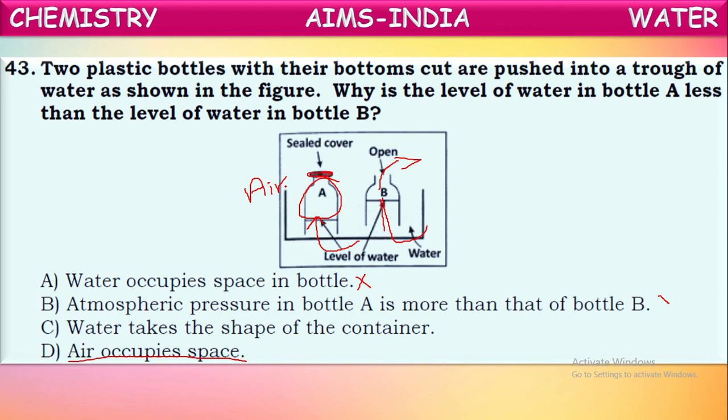Okay. So from this experiment we can prove that air occupies space. You might have seen this experiment earlier too. What happens if you tilt the bottle, if you bend it down, immediately air bubbles out and then water enters into the bottle. From this we can say air occupies space. Okay, this is about practice sheet 2 on the water chapter.